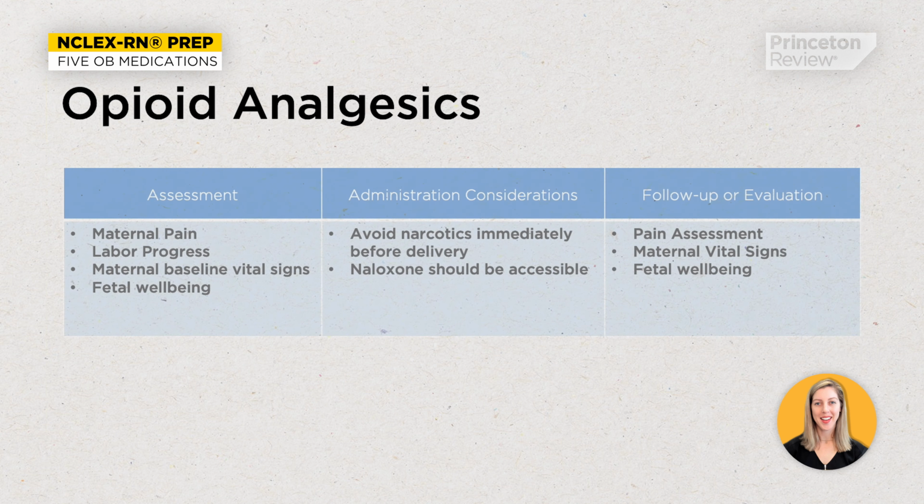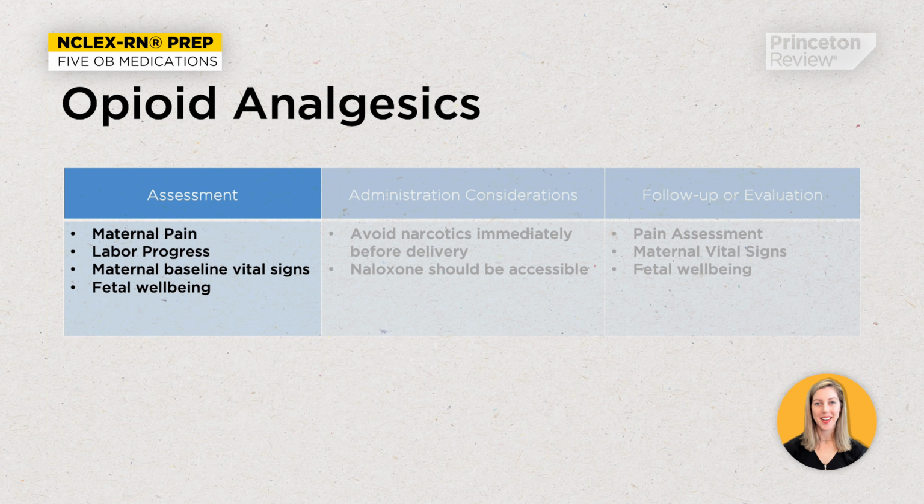The next medication, or actually medications, that we will talk about are opioid analgesics. Common examples of these are butorphanol, nalbuphine, and fentanyl. Instead of just talking about one particular medication, let's cover the entire group. Opioid analgesics are given to reduce pain in labor and can be administered intravenously or intramuscularly. These medications are narcotics, so careful assessment is needed prior to administration.